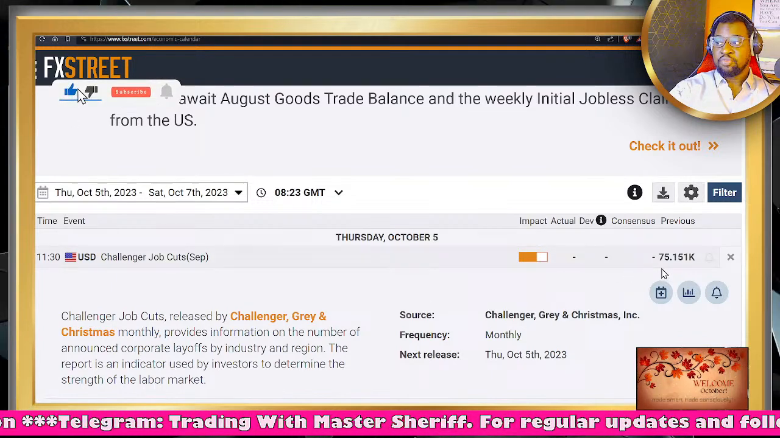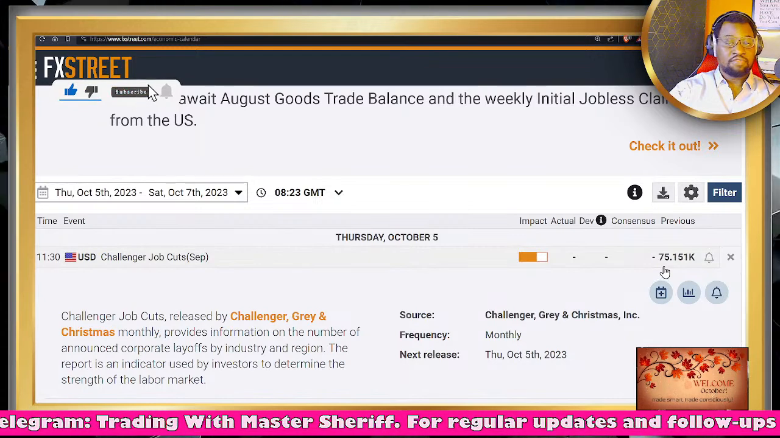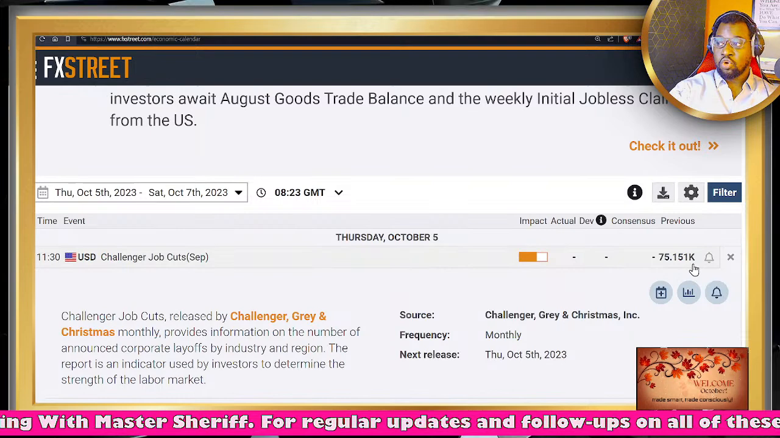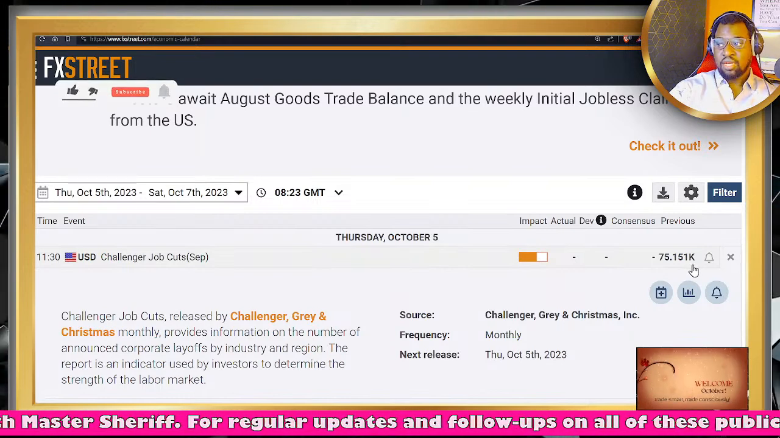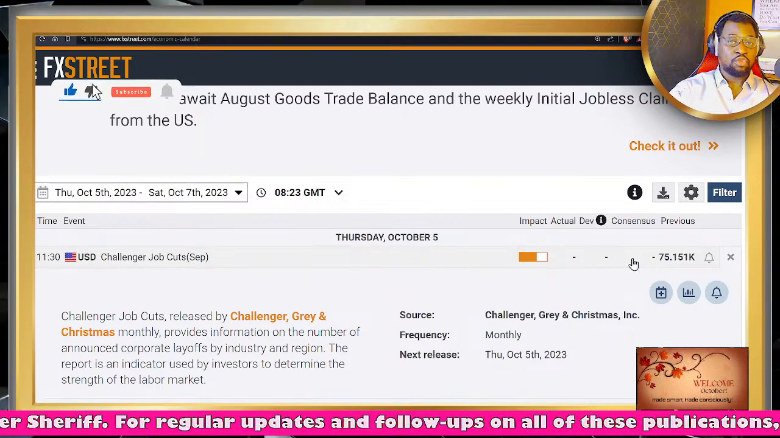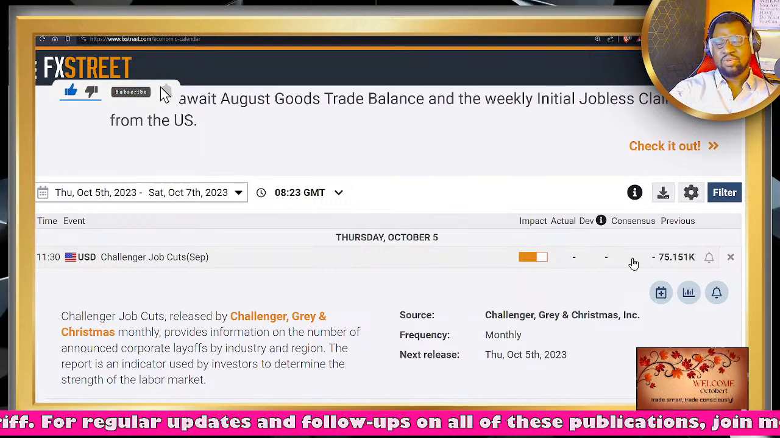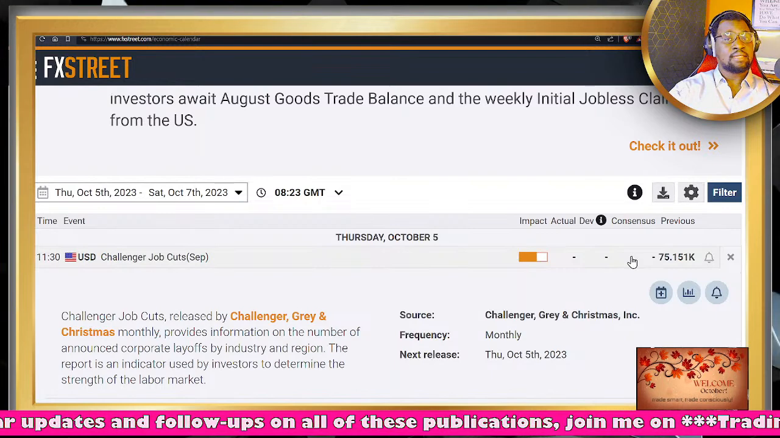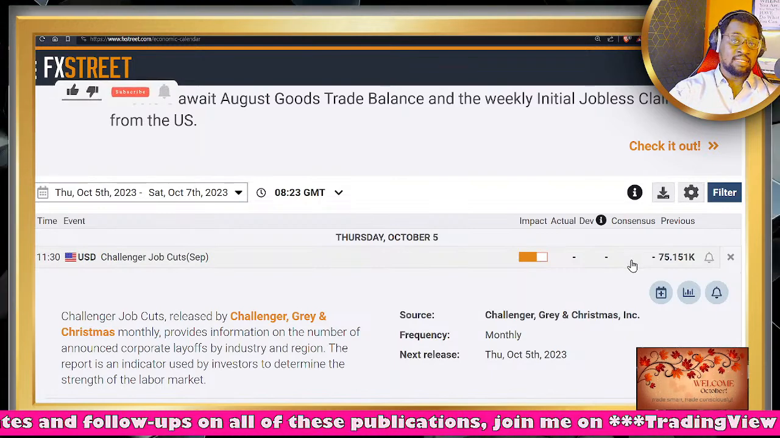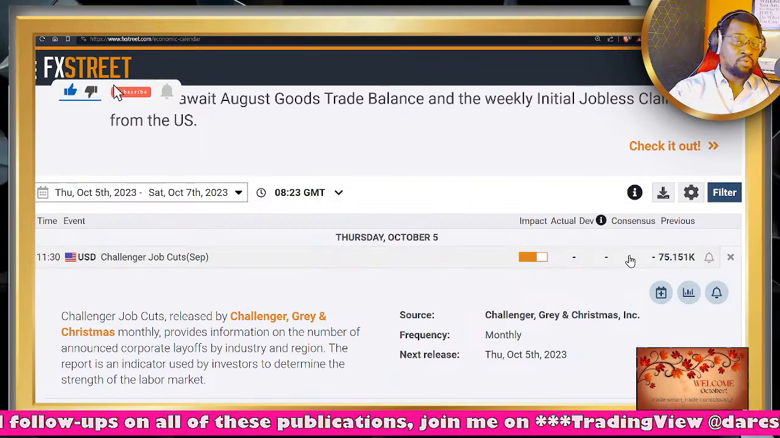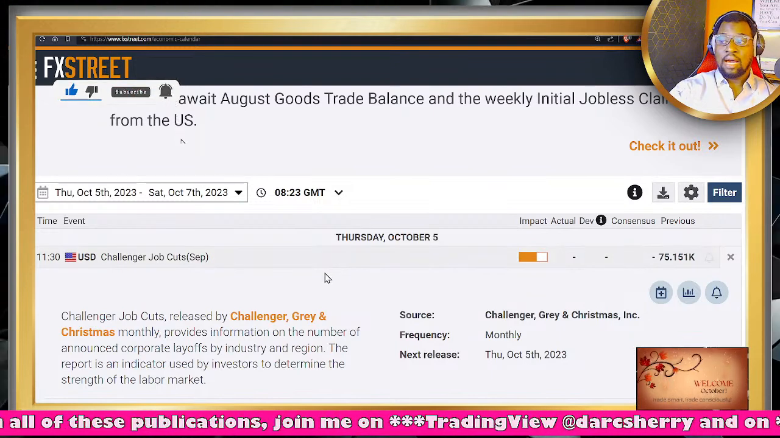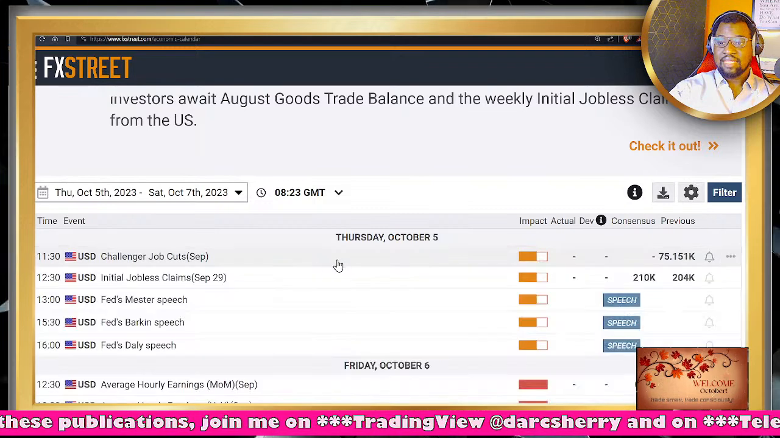Now, if we look at the previous month, for the month of August, it came in at minus 75,151. We do not have any consensus yet, so there is nothing to compare this actual data to. But in this scenario, we might likely be seeing a consensus a couple of hours into the event. So we're going to be looking forward to how that plays out later today.